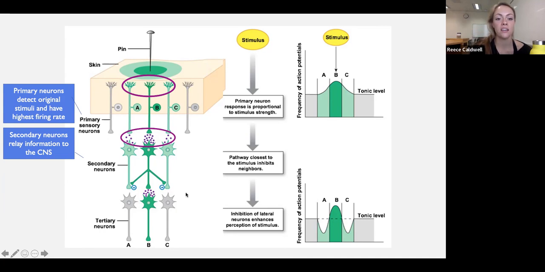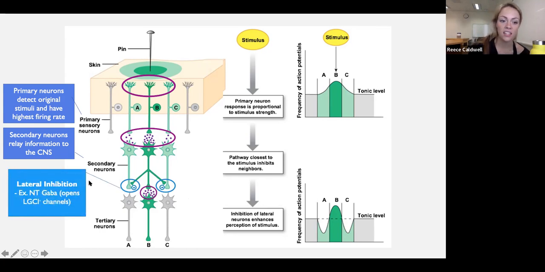So what we see is that central neuron is going to still release those neurotransmitters. However, we are going to use lateral inhibition to inhibit those neighboring neurons from releasing those neurotransmitters, causing an action potential and perception in the brain.